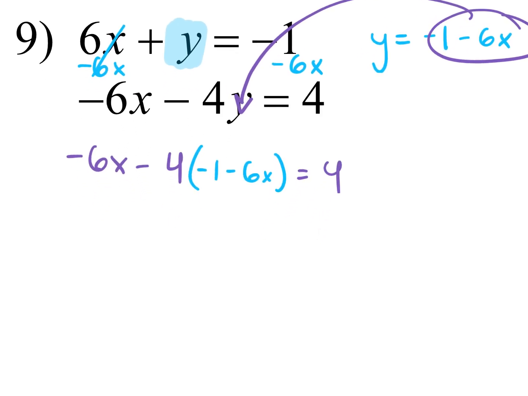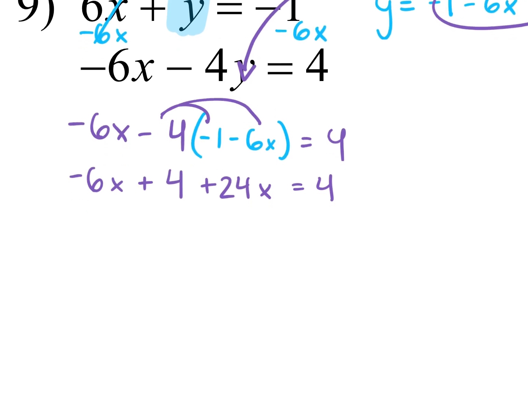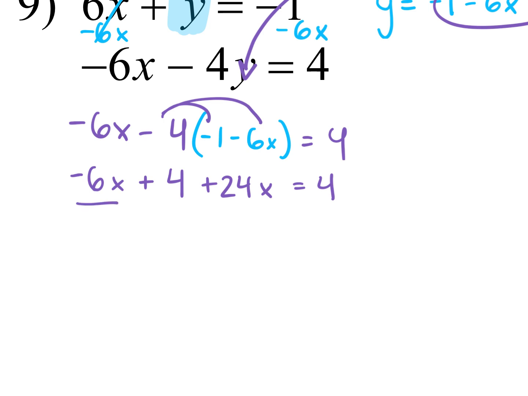What would we do next to solve? Distribute the negative 4. So we have negative 6x. What's negative 4 times negative 1? Positive 4. And negative 4 times negative 6x? Positive 24x. What would we do next? Combine like terms. So we have negative 6x and 24x, which would be 18x.